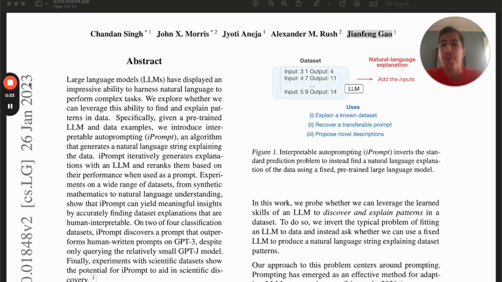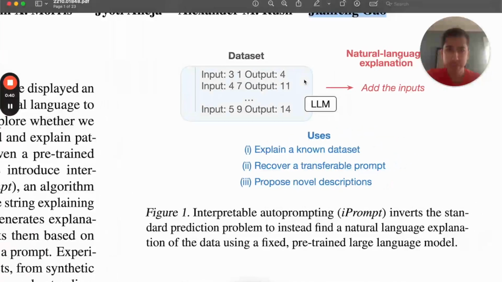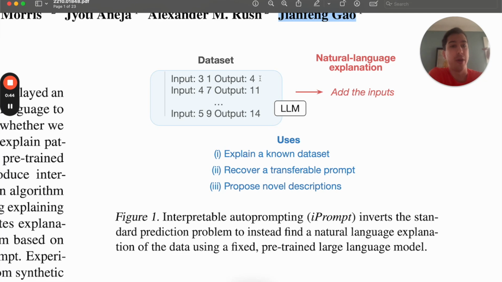So, what is iPrompt doing? Well, they take input and output data. We can look at this graph here. We take input and output data and then send a data set to your LLM to try and generate an explanation of the input. Say, how did we get the number 4 from the input 3 and 1? How did we get the number 11 from the input 4 and 7? And any reasonably good pattern solver will say this is addition right here.